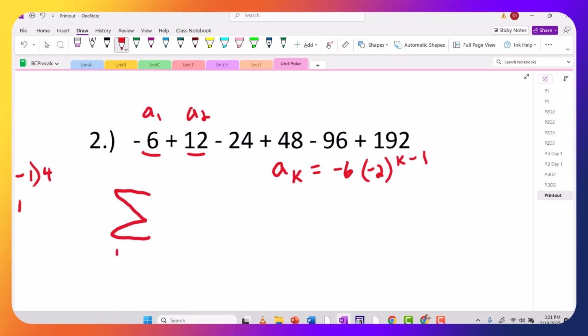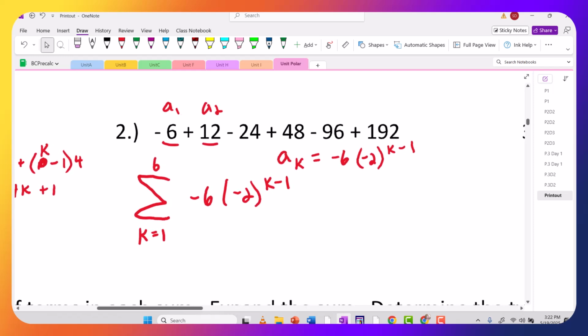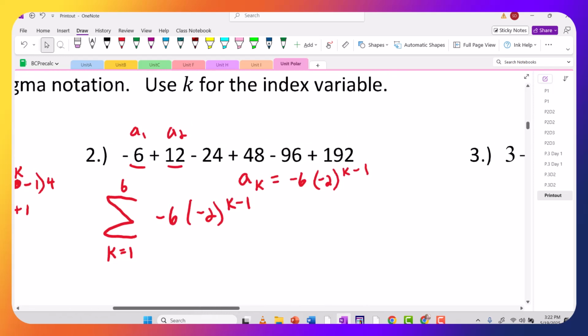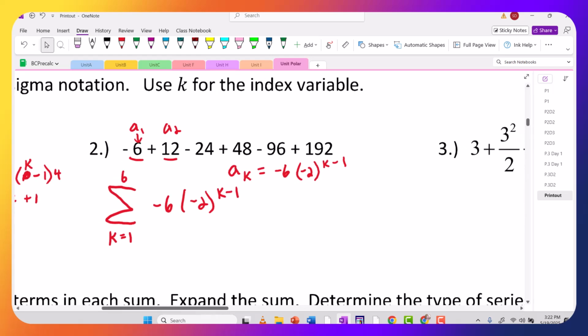192. So since I said k equals 1, then 1, 2, 3, 4, 5, 6. This is 6 terms that I'm adding. Here is my formula. -6 times the r value, -2 to the k minus 1. One note to self: when you have a listing of terms, we usually call this a sub 1. Now watch when we have later questions where k equals 0 is on the bottom. We'll handle that when we get to that one.